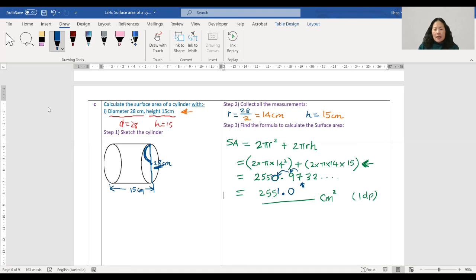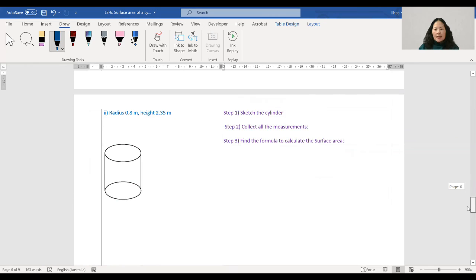So it's going to be 0. I need to put 0 there because we want it in 1 decimal place. If I don't put 0 there, it's going to be to the nearest square centimeter. Okay, next one.